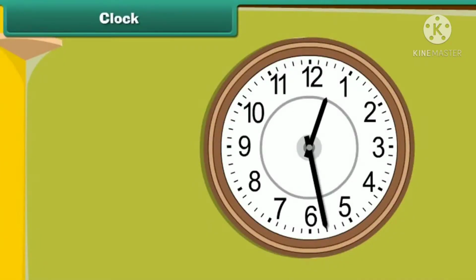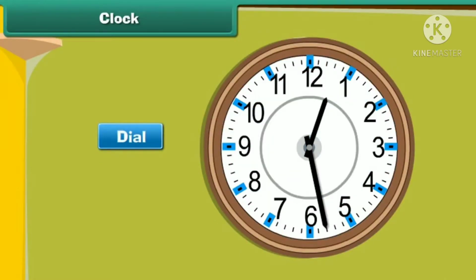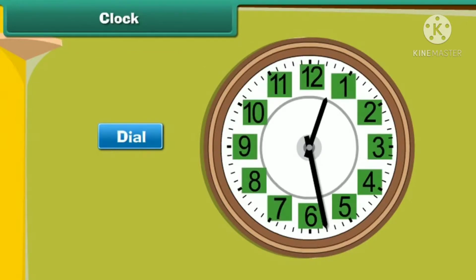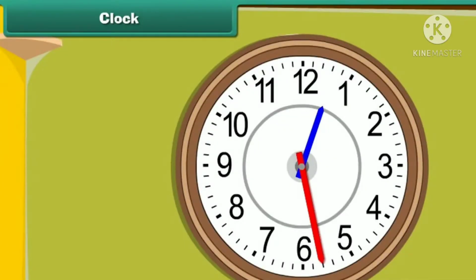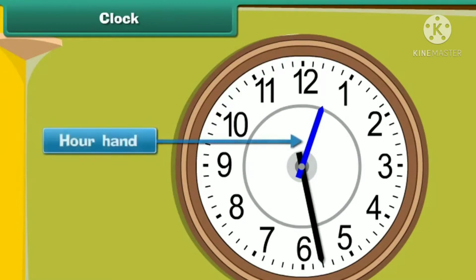Clock. Look at this clock. The visible side of the clock is known as its face. It has a dial. The dial has 12 equal divisions. These divisions are numbered from 1 to 12. The clock has two hands. The longer hand is called the minute hand. It indicates time in minutes. The shorter hand is called the hour hand, and it indicates time in hours.